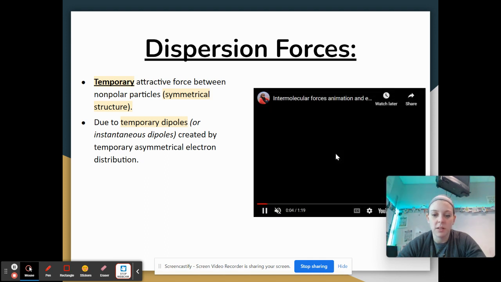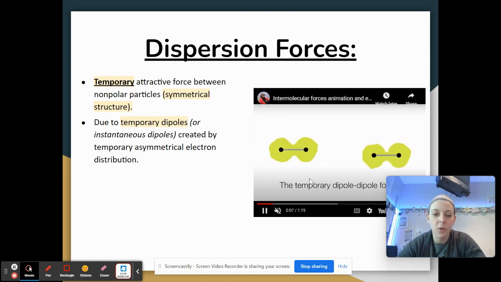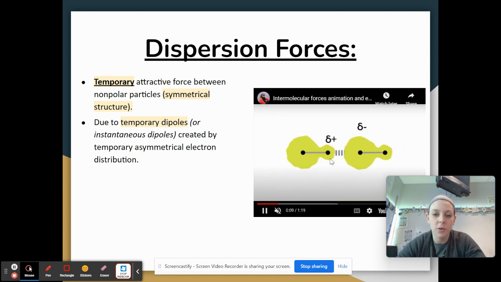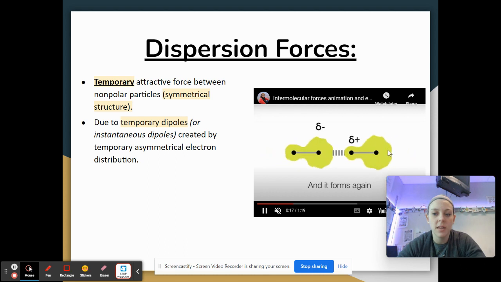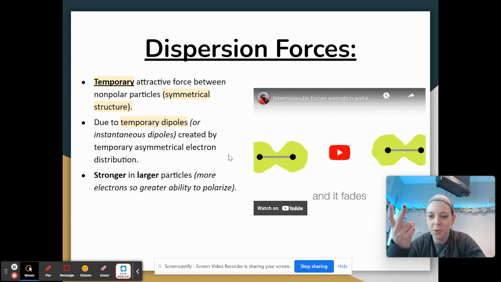So I'm going to show you what that looks like here in this video. You're going to see it pop up here in a second. But what's happening is that a temporary dipole forms. So when the electron is over here on this side of the molecule, it becomes negative. And then if it goes to the other side of the molecule, that end becomes negative. So the electrons are bopping back and forth throughout this molecule, meaning that that dipole switches. So it's on one side, then the other side, then one side, then the other side. And it does this for eternity. It never stops moving. It's always bouncing back and forth.